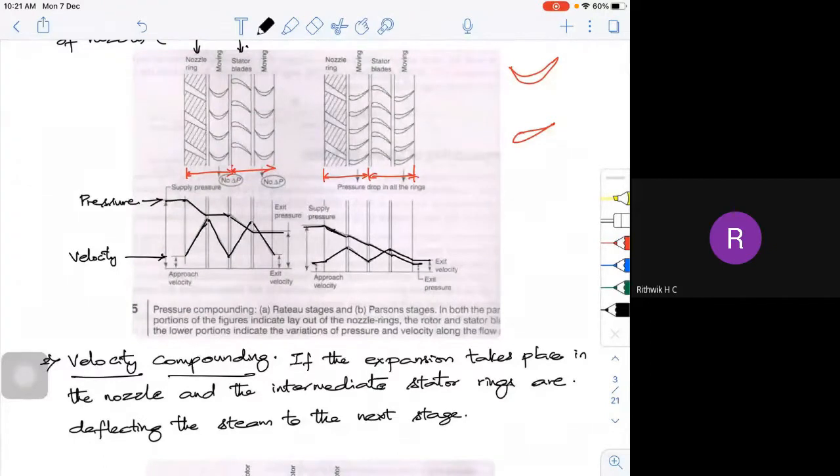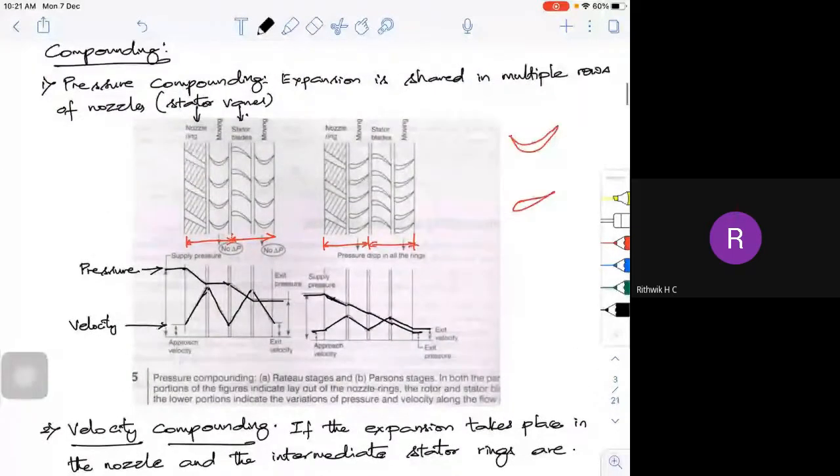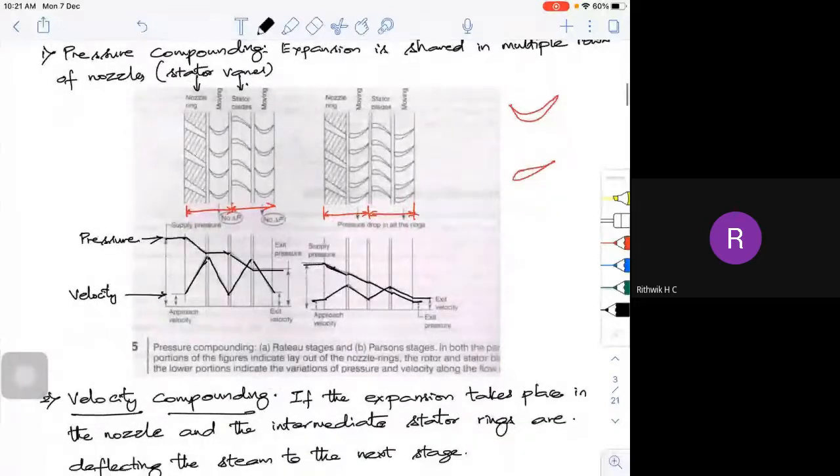Then what will happen in the stator? Once again, there is an increase in velocity to the initial velocity, then it gets expanded. So expansion of the steam is shared in multiple rows of nozzles. That means it is a pressure compounding machine. If you look at the steam pressure, it enters at a certain pressure, then there is a drop in pressure in the nozzle, then it remains almost constant in the rotor, then there is a drop in pressure in the stator, then it comes down. If I have four stages, this will go on continuously.